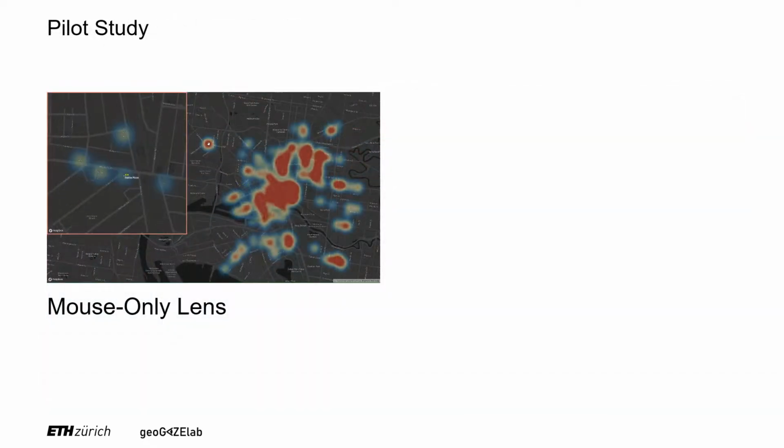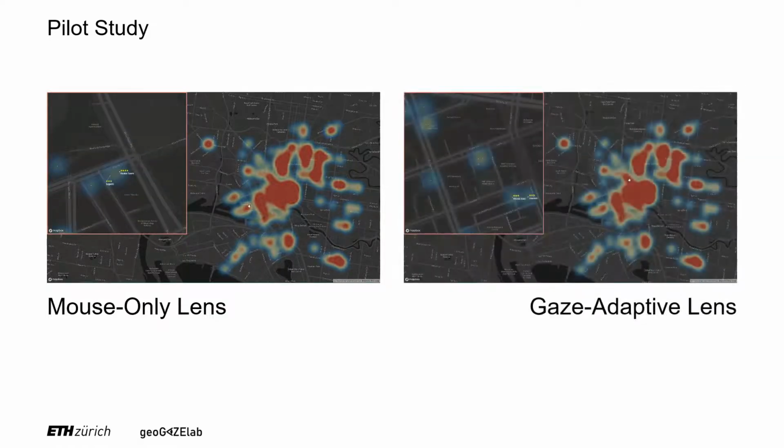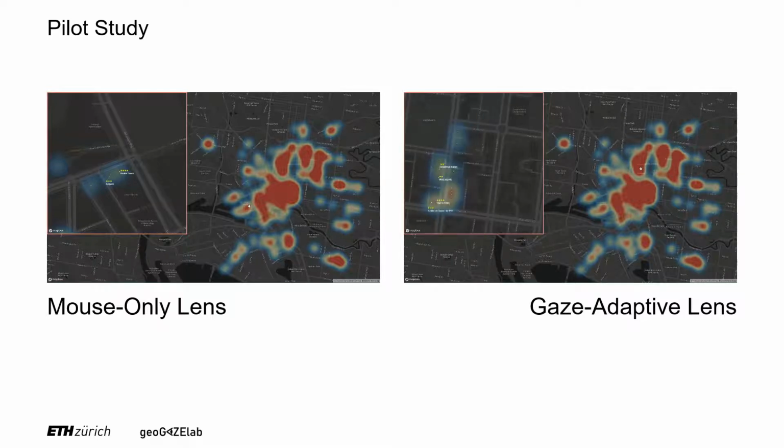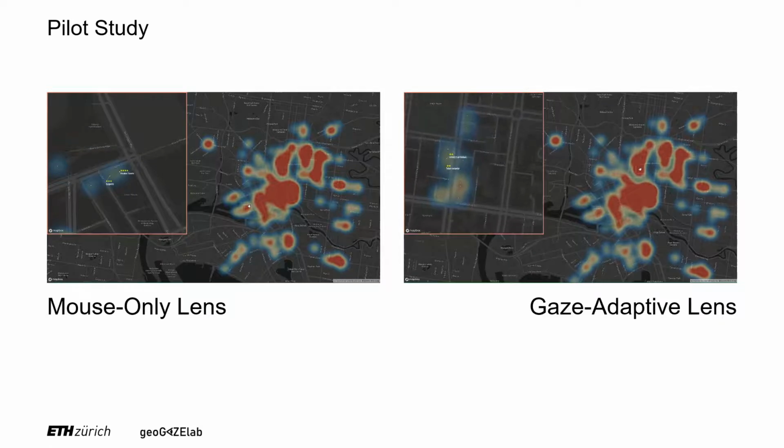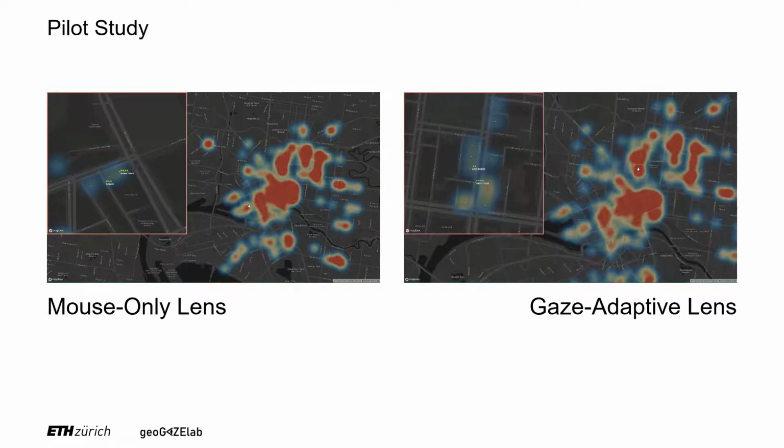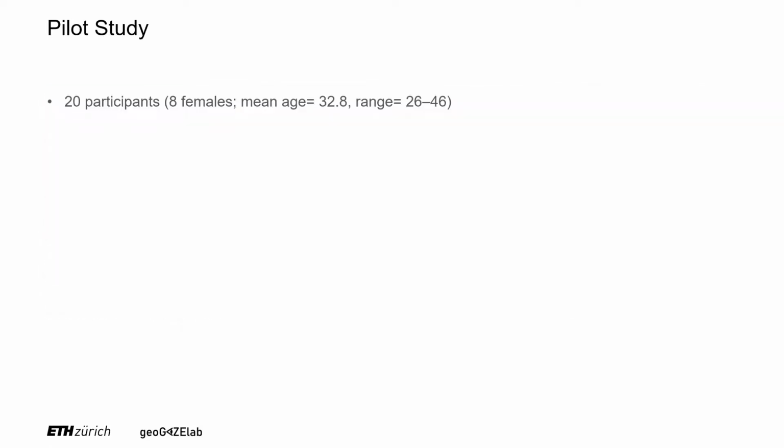In the mouse-only condition, the name and the star rating of a restaurant appeared when the location was in the center of the interactive lens. In the gaze-adaptive condition, the name and the star rating of a restaurant appeared on screen once participants focused on the location. In both conditions, participants could use the mouse to pan and zoom the map in the overview and interactive lens. A total of 20 participants took part in the pilot study.